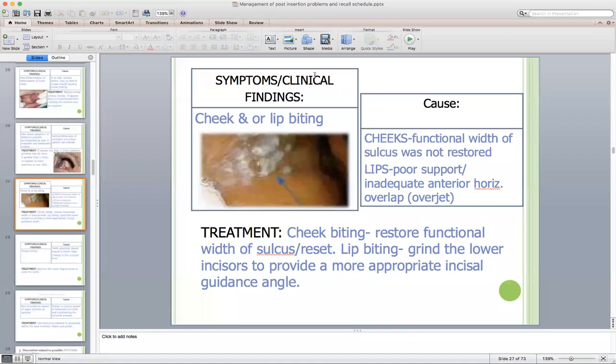In case of lip biting, grind the lower incisors to provide a more appropriate incisal guidance angle. And if in grinding the anterior incisors the aesthetics is compromised, then we have to rearrange and reset the maxillary and mandibular anterior teeth.